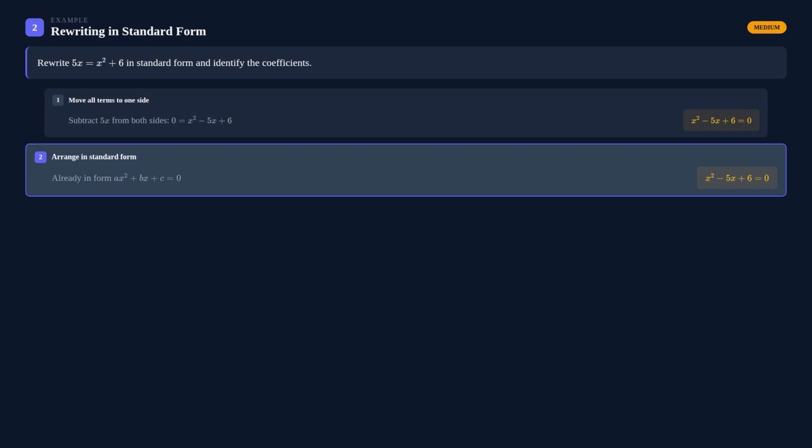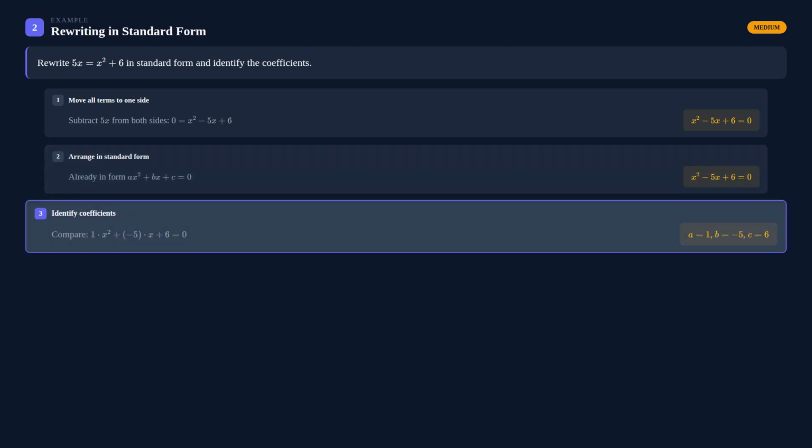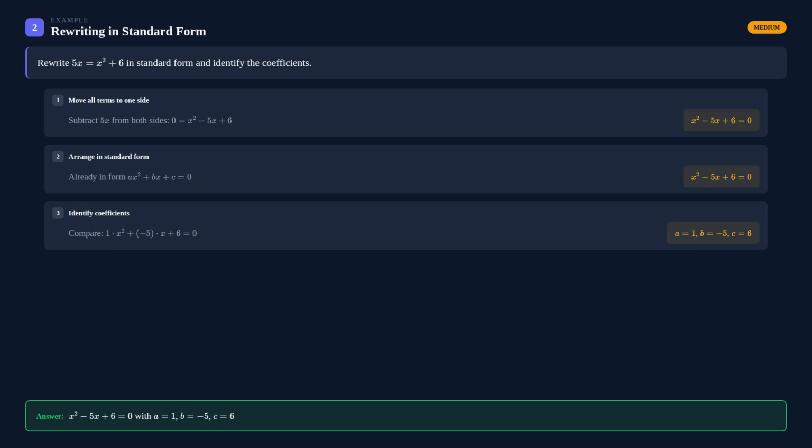Step 2. Arrange in standard form. Already in the form ax squared plus bx plus c equals 0. This gives us x squared minus 5x plus 6 equals 0. Step 3. Identify coefficients. Compare 1 times x squared plus negative 5 times x plus 6 equals 0. This gives us a equals 1, b equals negative 5, c equals 6. The answer is x squared minus 5x plus 6 equals 0 with a equals 1, b equals negative 5, c equals 6.